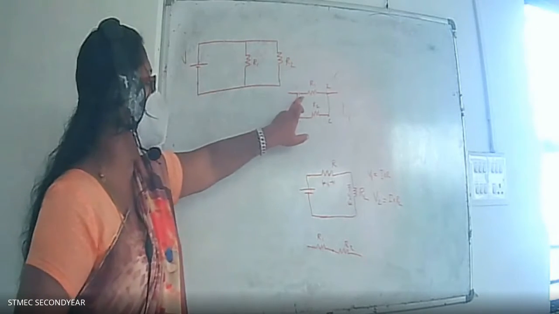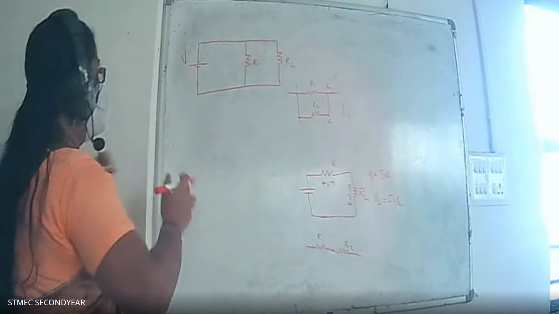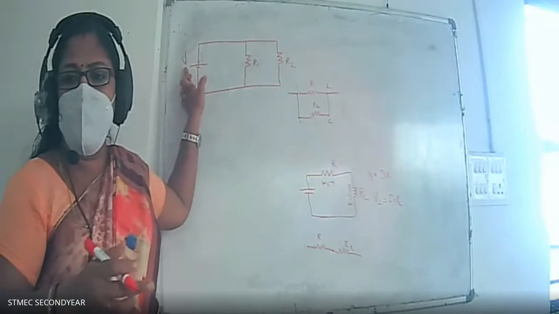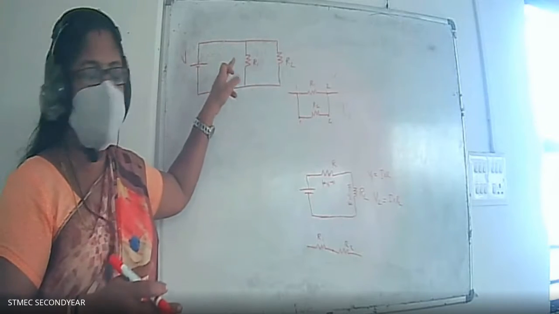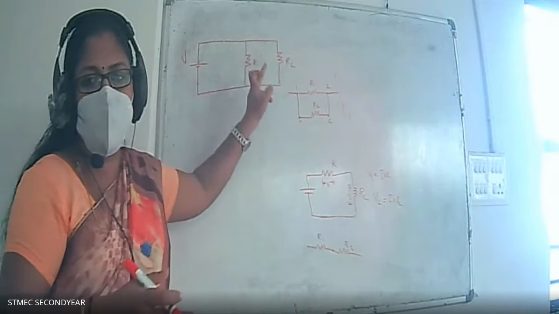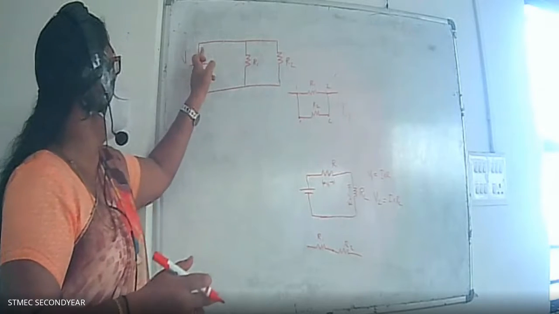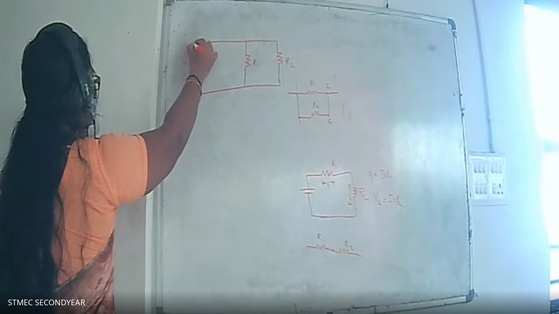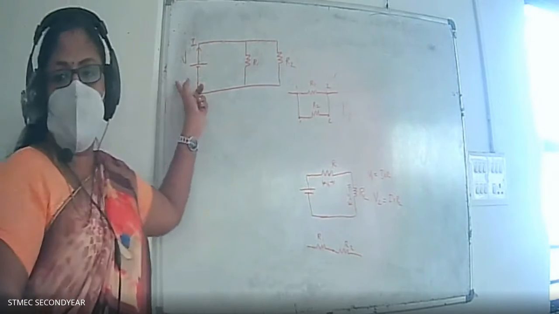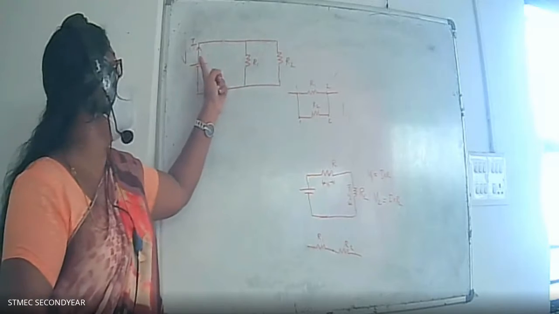Suppose here is a voltage source V, and due to this voltage source a current will be there. Since this is a closed path, there will be a current. Let the current be I. Due to this voltage source, let the current coming out of this battery be I.